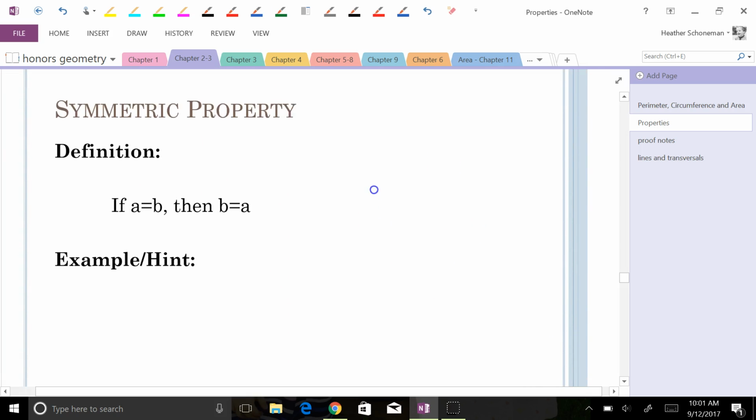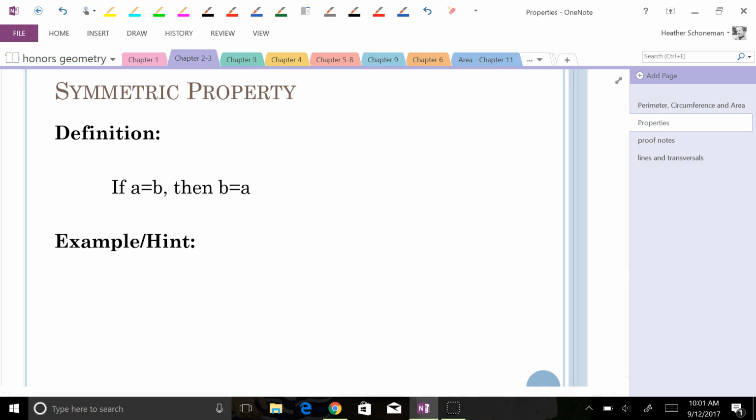The symmetric property. There's two properties that are an if-then statement, and the symmetric property is one of them. It says if A equals B, then B equals A. We're going to use this today, but we're also going to use it more in the geometric proofs. So we can say if x equals 2, then 2 equals x.